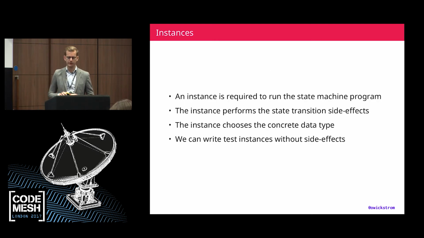Then we need an instance to run the state machine program and actually have some side effect. So the instance perform state transition side effects is the one actually doing, like, charging the card. The instance chooses the concrete data type for the state. So the instance can have its particular implementation details going on inside the state that gets passed around without the abstract program knowing anything about that. And we can write these instances for testing, like instances that are free from side effects.